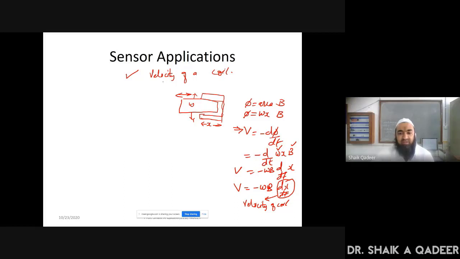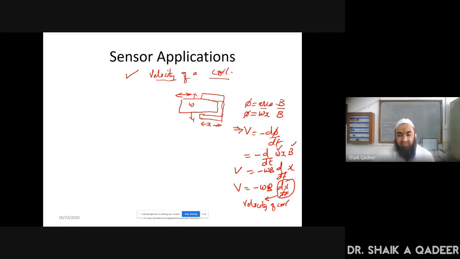I repeat this. The first application is measurement of velocity of a coil with the help of a magnetic sensor. The setup available here is, suppose we have a permanent magnet whose magnetic field is available only in its confined area, whose length is x and breadth is w. We all know that the flux is given by area into B. Area is W into X multiplied by B.